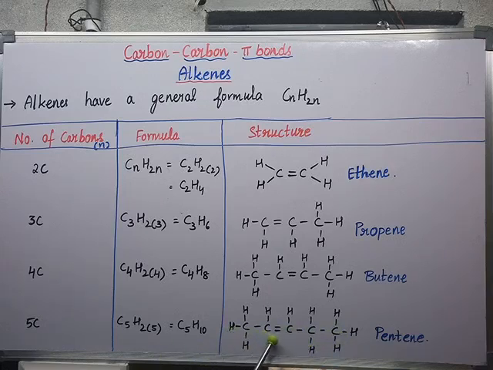Here you can see one double bond, and after this you count the hydrogens. There are totally 10 hydrogens, the C5H10 formula. Like this you can continue, six carbons, seven carbons, like that you can continue. So this is the example for the structure of alkenes.